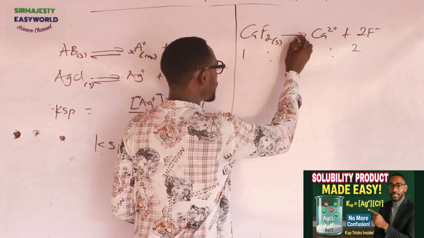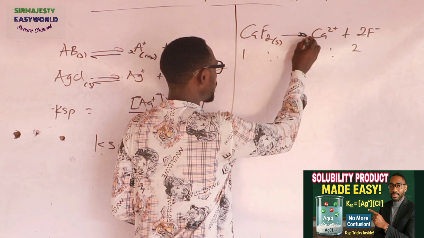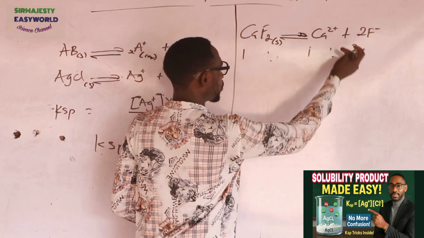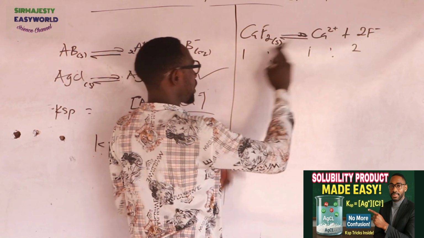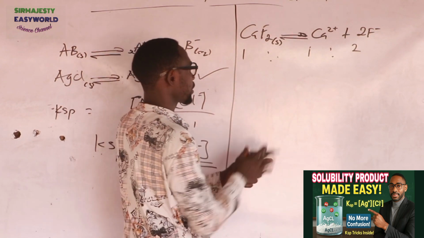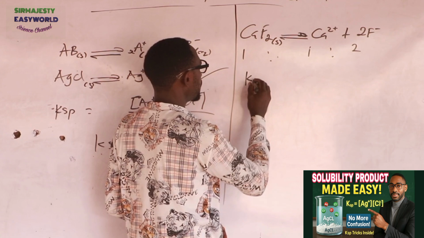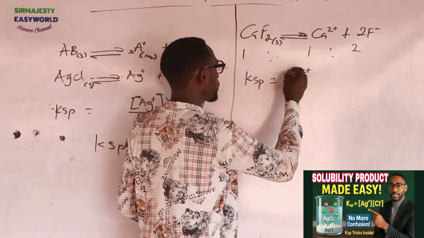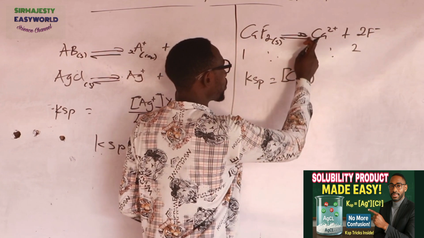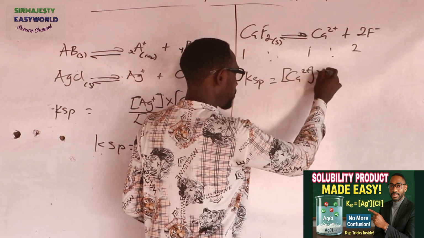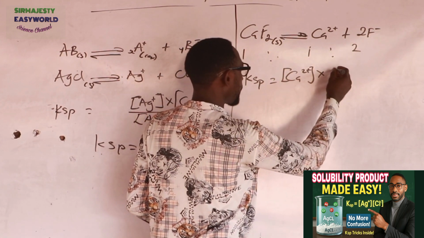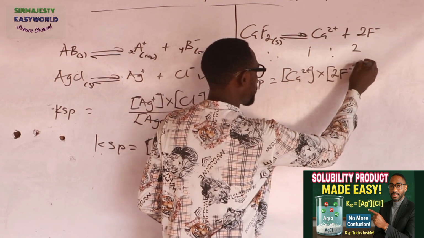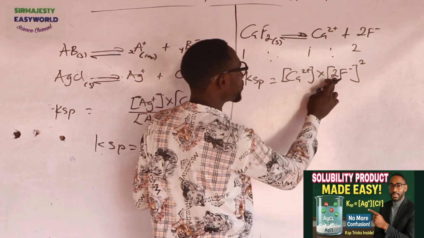If you are to derive the equilibrium constant, what are we taught about the equilibrium constant? This solution will be saturated in the presence of undissolved solid when the number of moles dissolving is equal to the number of moles being precipitated, such that forward and backward are happening at the same rate. Taking the constant, what do we have now? The KSP will now be Ca2+ raised to power, what's the coefficient? 1. Multiply, because we said product, by the 2F fluoride ion, also raised to power 2. You raise it to the same coefficient.